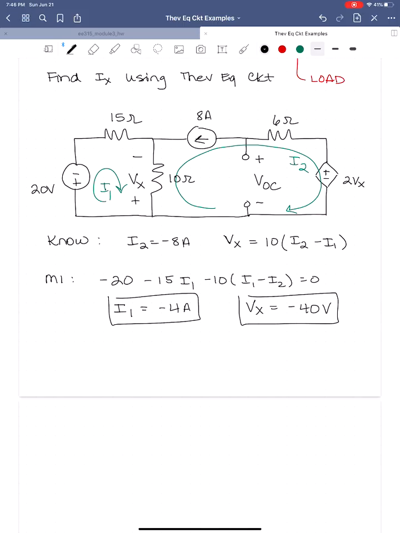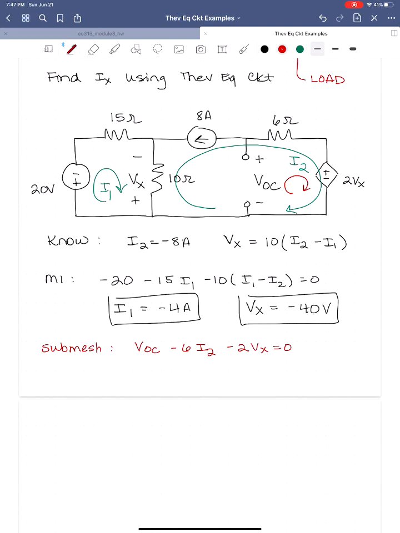Okay, so now the submesh, and I'm going to draw just a little loop here. For the submesh, I'm going to let VOC, this voltage here, represent everything that's going on this side. Starting with VOC, I'm really just writing a small KVL loop within the mesh. So it's going to be VOC minus 6 times I2 minus 2Vx is equal to 0.